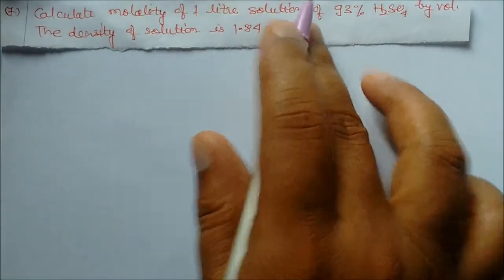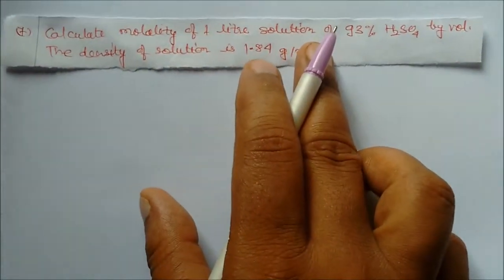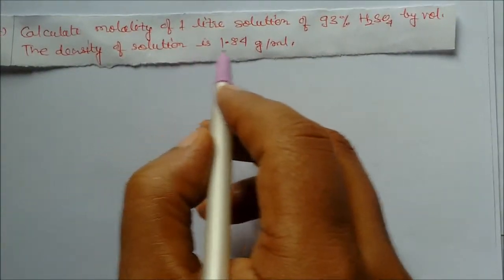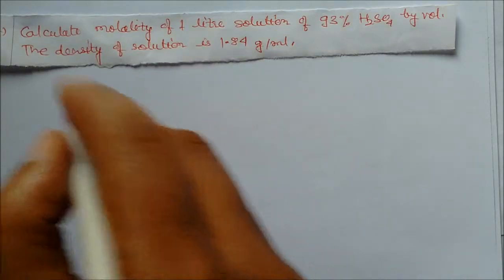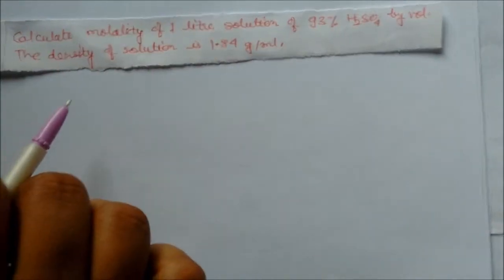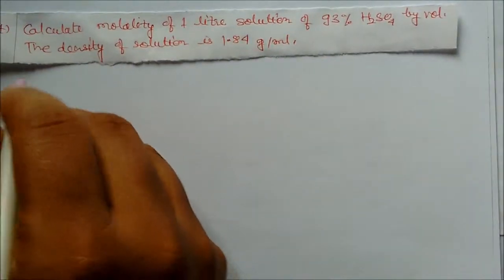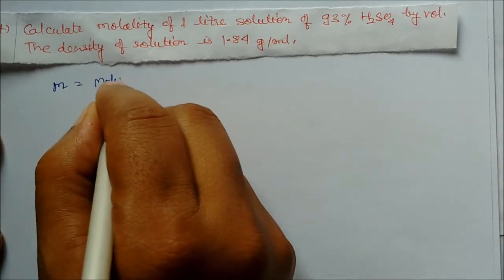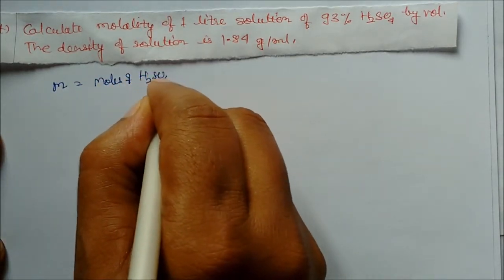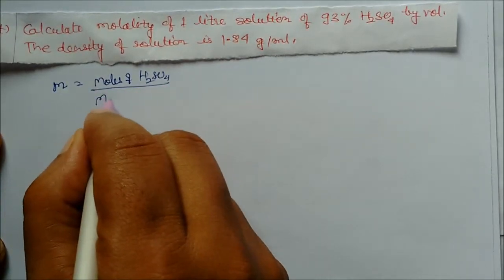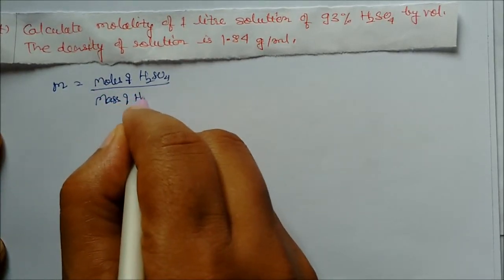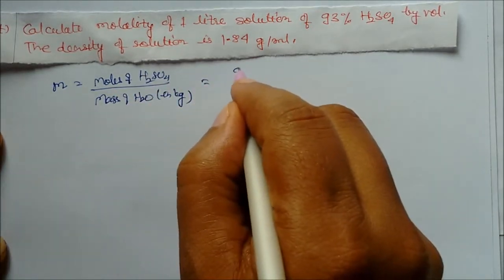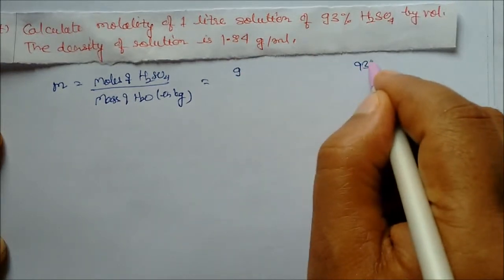Calculate molality of 1 liter of solution of 93% H2SO4 by volume. The density of solution is 1.84 gram per ml. So again molality they asked, so again we will apply the same formula. The same formula means again here molality is equal to moles of H2SO4 divided by mass of water in kilogram. So again here we write 93%, it is very clear.